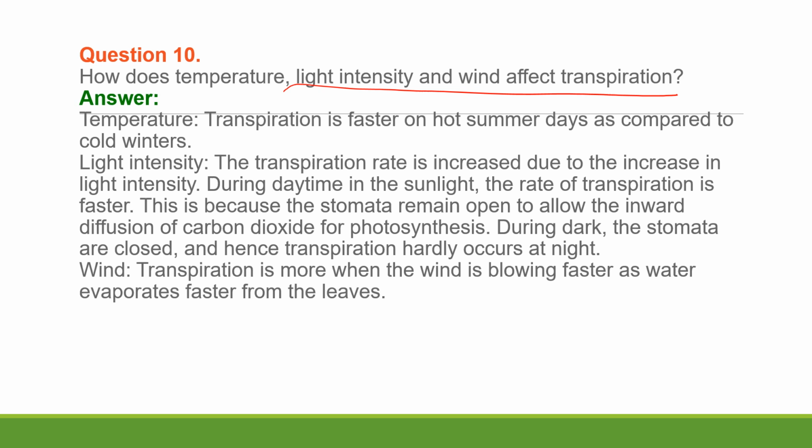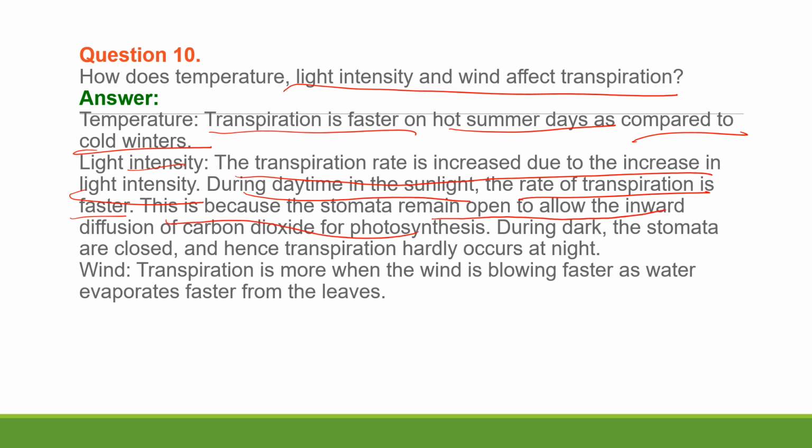We all know temperature: transpiration is faster on hot summer days as compared to cold winters. Light intensity: the transpiration rate is increased due to higher light intensity during daytime in sunlight. The rate of transpiration is faster. This is because the stomata remain open to allow the inward diffusion of carbon dioxide for photosynthesis. During dark, the stomata are closed and hence transpiration hardly occurs at night.